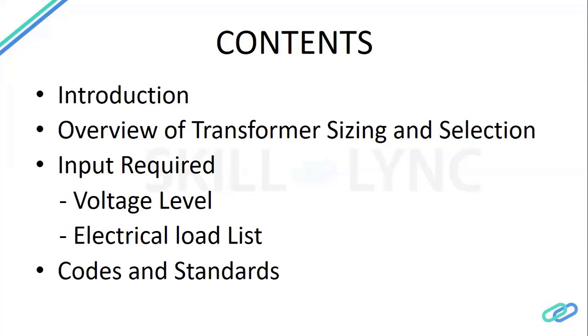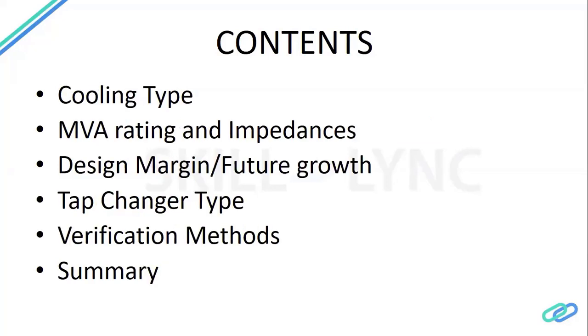We'll see the introduction, what is the overview of transformer sizing and selection, what is the input required for this activity, voltage level, electrical load list, how to prepare the electrical load list, codes and standards followed for this activity, what are the cooling types for the transformer, how to select the MVA rating and impedance, how to decide the design margin and future growth for the transformer sizing, what are the tap changer types, how to verify your calculation, is it right or not. Then we will see the summary.